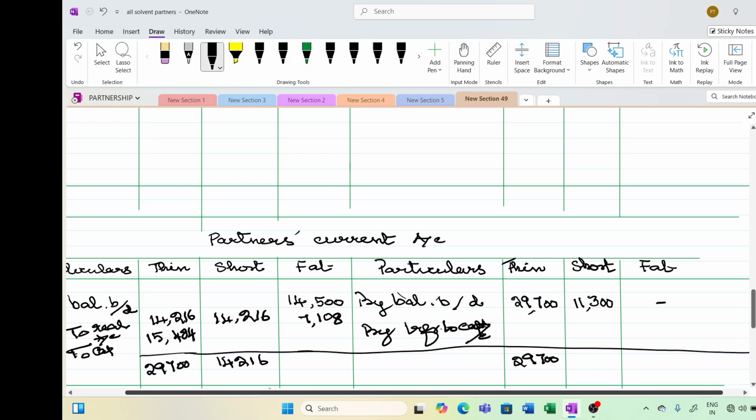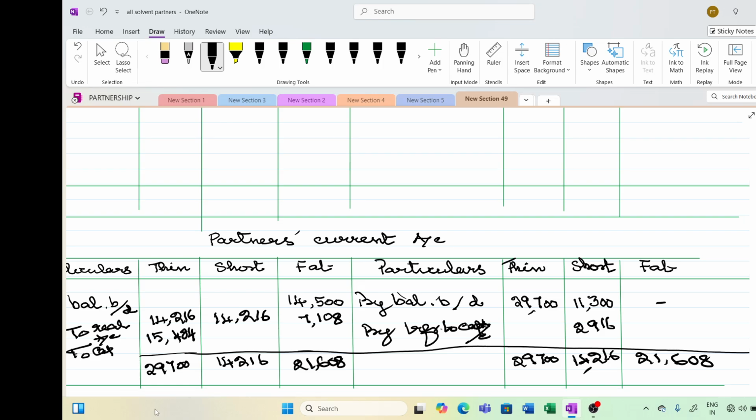For this fellow it will be 2916. The total is 1632 and 14,216. So it matched. Now for this fellow, the insolvent one, it is totally debit, 21,608. So this is also passed to capital account, 21,608. So the current account is closed.